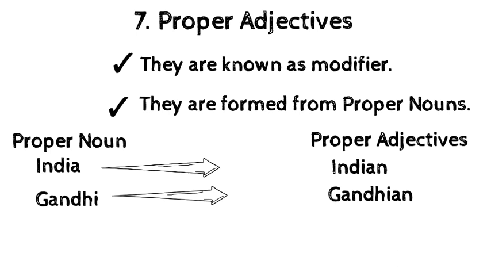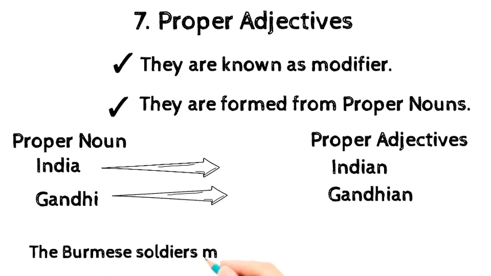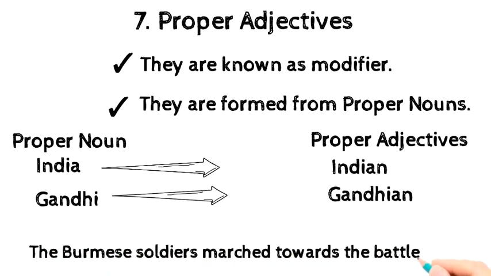So now let me pick one example of proper adjectives. The Burmese soldiers marched towards the battlefield. So in this sentence, the word Burmese is a proper adjective here. So I hope you are clear now with the concept of proper adjectives.